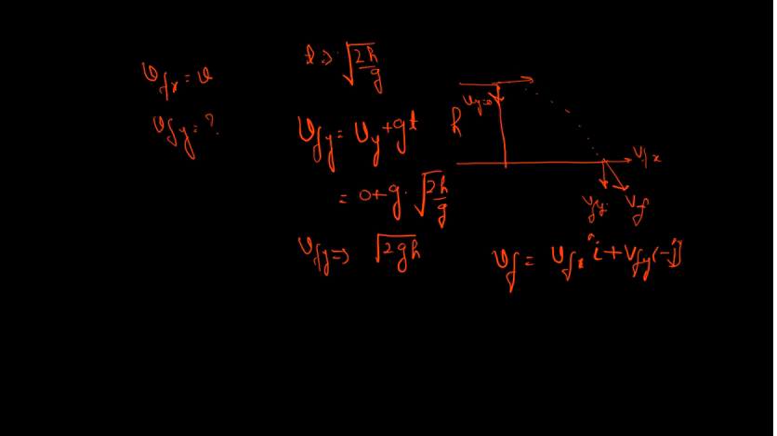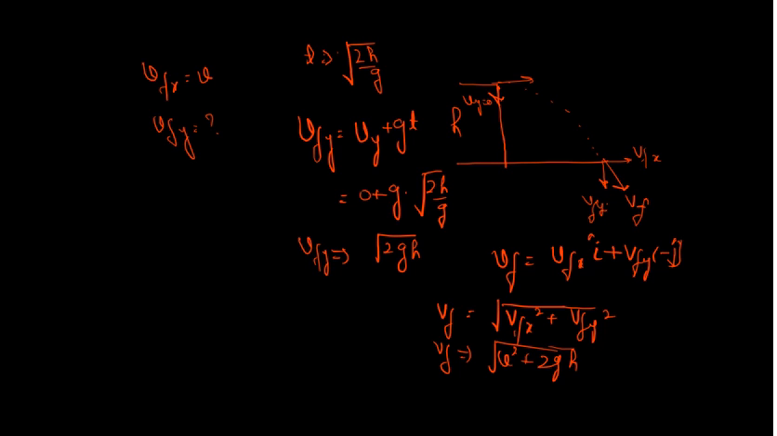So v final will be square root of vfx square plus vfy square. This is the magnitude. So my magnitude v final will become square root of v square plus 2gh.